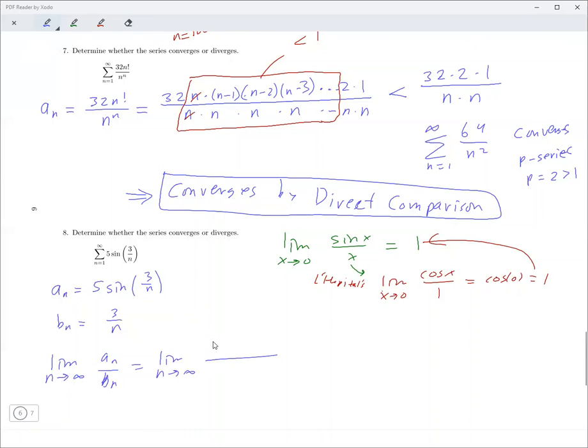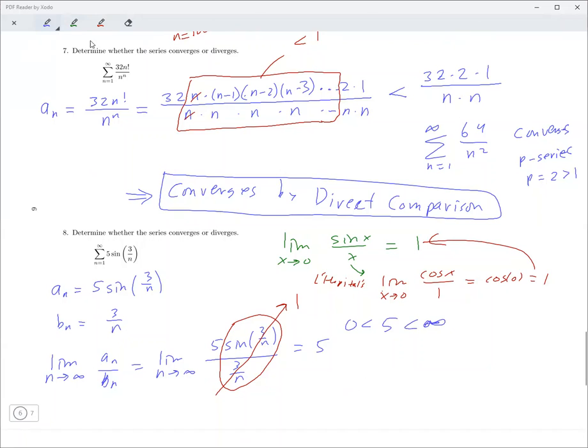Okay, so the numerator is going to be 5 sine of 3 over n, and b sub n is 3 over n. Because of this part, as n goes to infinity, this goes to 0, and this goes to 0 at the same rate because they're the same. This is going to 1, so I'm going to get 5. Okay, so I have 5. And 5 is certainly between 0 and infinity.